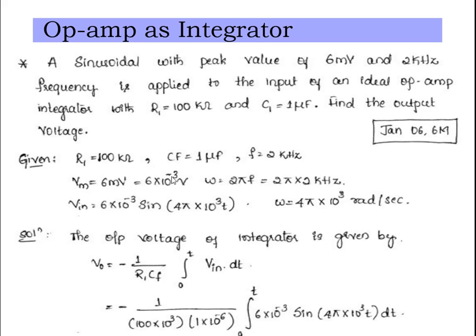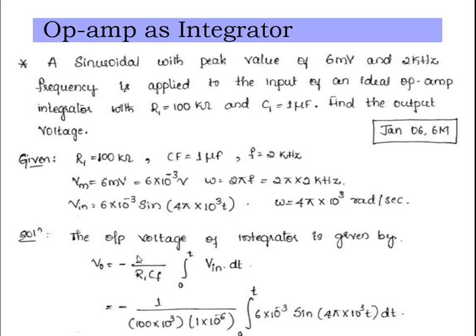Milli means 10 to the power of minus 3. We know the equation Vin is equal to Vm sin omega t, where omega is equal to 2 pi f. So 2 pi into f, where f is given as 2 kilohertz. Substituting f equal to 2 kilohertz, 2 pi into 2 kilohertz is 4 pi into 10 to the power of 3. Therefore substituting in Vin equal to Vm sin omega t, Vm is 6 into 10 to the power of minus 3, and sin of 4 pi into 10 to the power of 3 t.